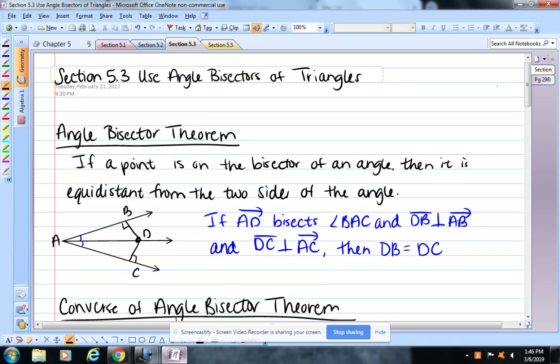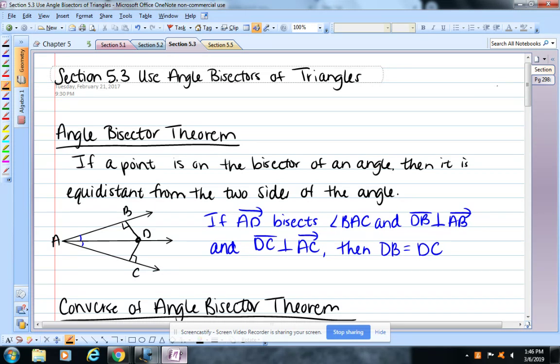So the angle bisector theorem says if a point is on the bisector of an angle, what does bisector mean? Cuts it in half, right? Then it is equidistant. What does that word mean? The same distance from the two sides of the angle, okay? So if we're on a bisector, we're bisecting this angle A right here in two congruent parts, then it's equidistant, the same distance to these two sides of the angle. So these two segments are congruent.